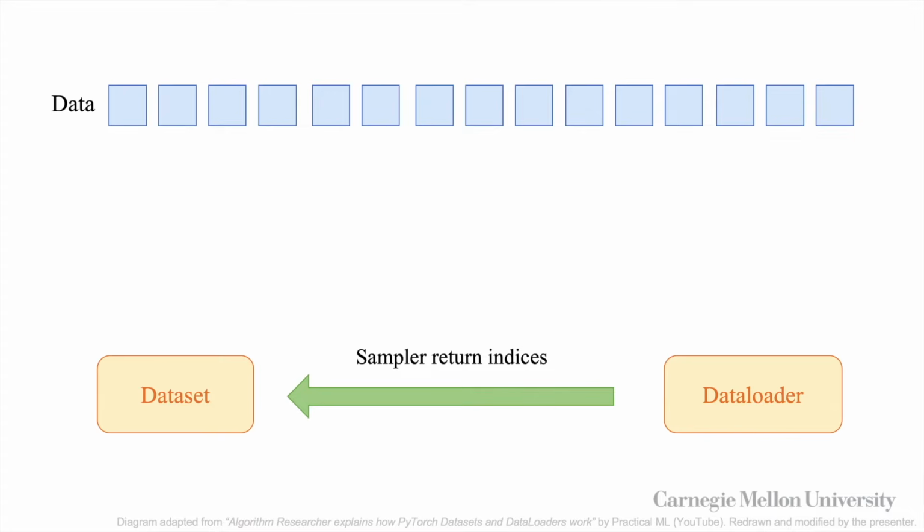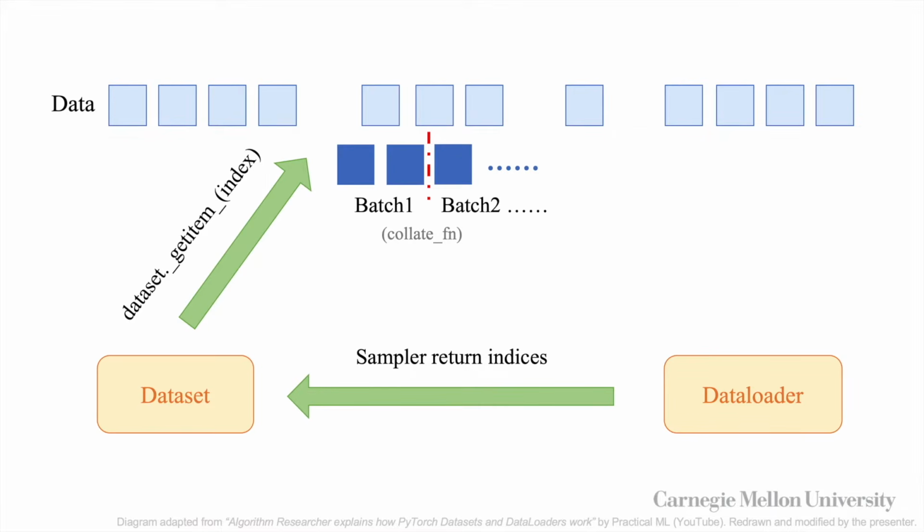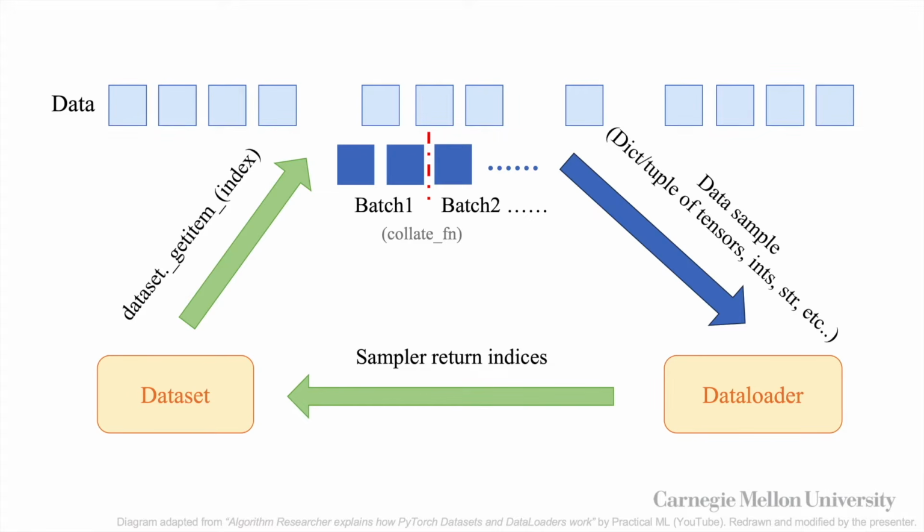These indices are then passed to the dataset, which uses the getitem function to retrieve each sample accordingly. The retrieved samples are then collected and passed to a function in the data loader called the collate function, which arranges them into batches, typically as a single tensor or a dictionary of tensors.